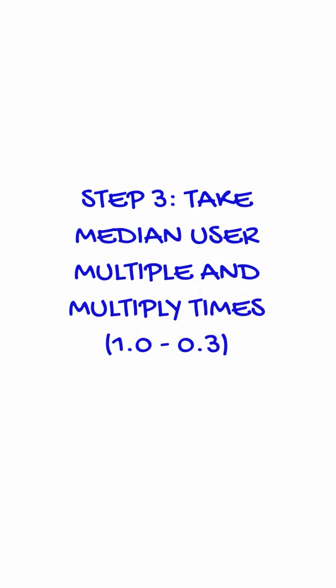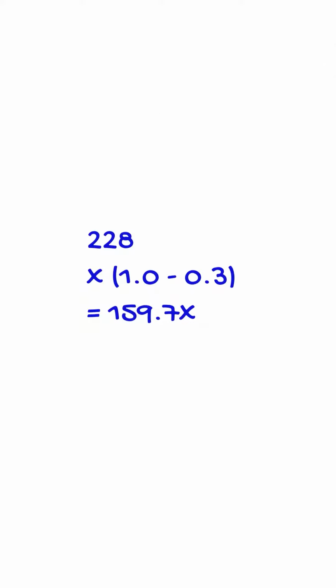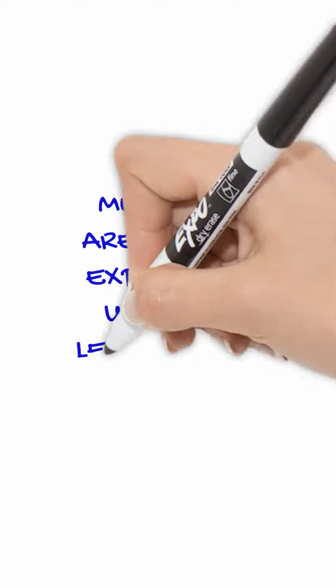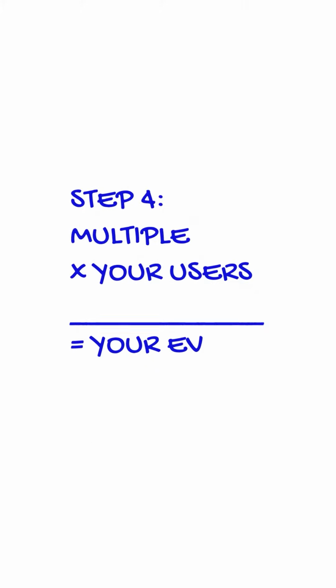So in step three, we take our median user multiple and multiply times 1 minus 0.3. That leaves us with a user multiple of $159.7, or 159.7x. Step four is to take that discounted user multiple and multiply times your startup's number of active users, and voila, that's an estimate of the enterprise value of your startup.